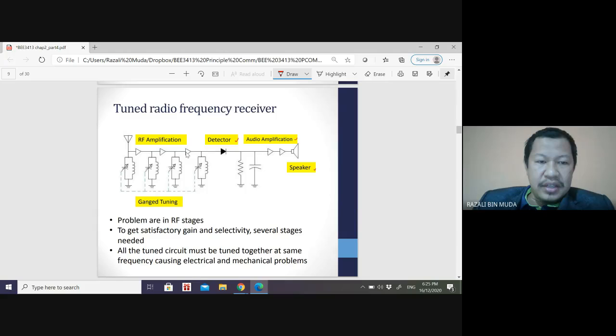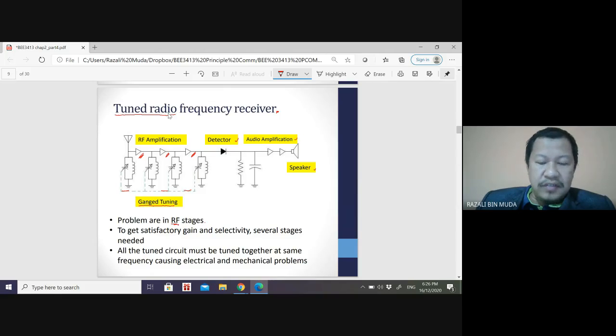Now the next improvement is the tuned radio frequency receiver. Okay. Tuned radio frequency receiver. So now you have, instead of one here, many gang tuning. You have many circuits for the tuning. And also you have an amplifier here. Problems are in the RF, radio frequency stages.